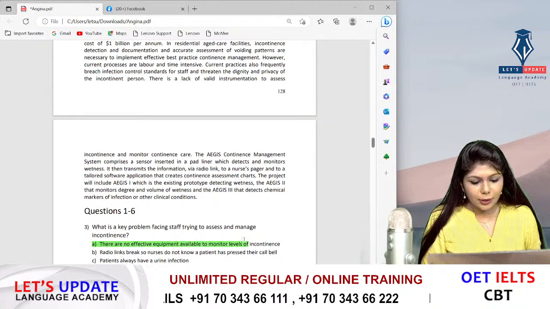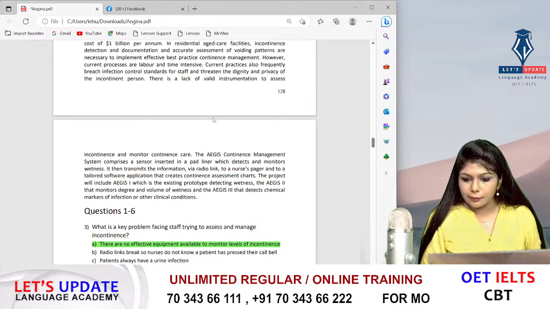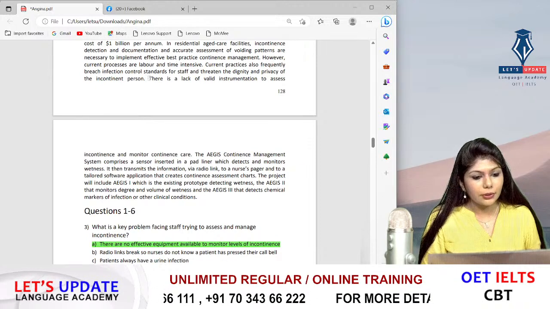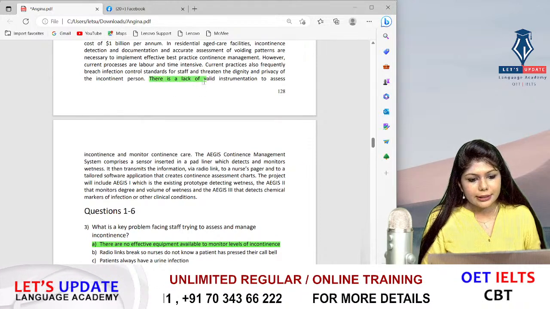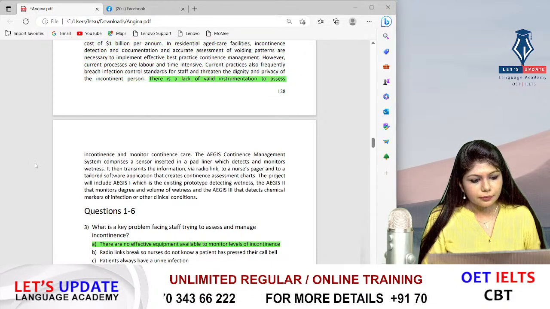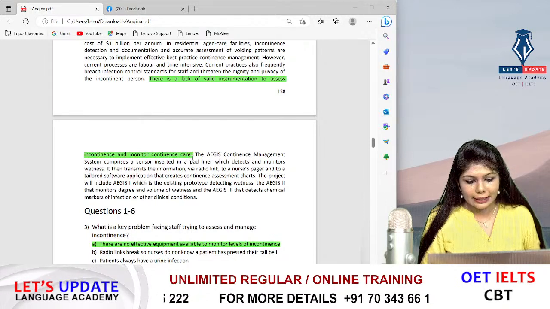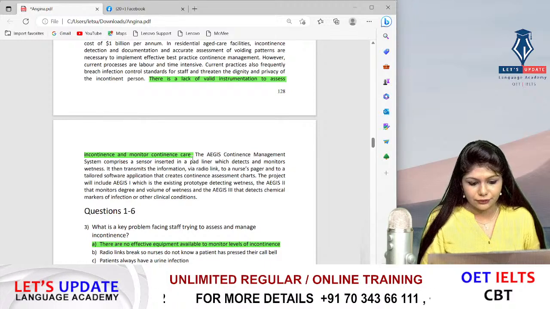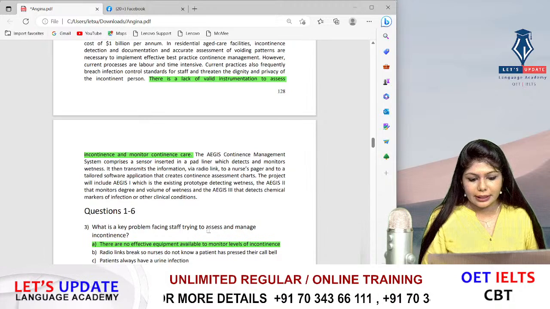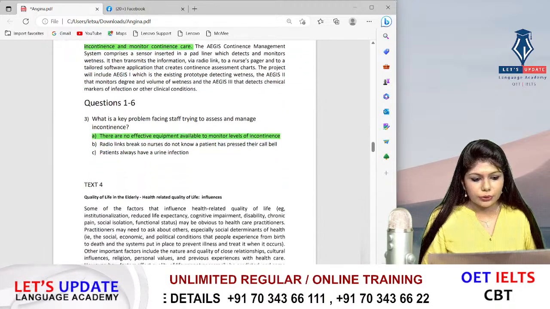There is no effective equipment available to monitor levels of incontinence. I'll just locate the answer for you, for those of you who have not been able to locate it. It is over here: there is a lack of valid instrumentation to assess incontinence and monitor continence. That means there is no effective equipment as of now available to monitor levels of incontinence, and that is why your answer is A. So now moving on to text 4.